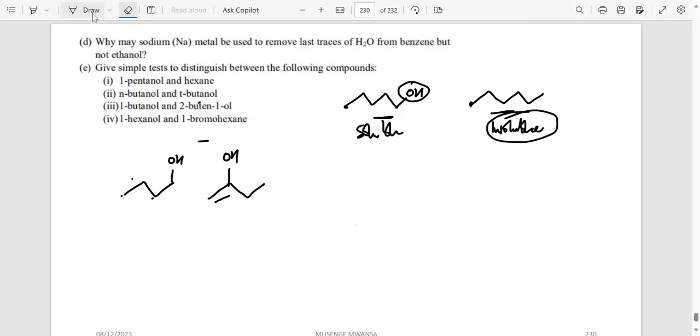And then the last one, 1-hexanol and 1-bromohexane. Hexanol: one, two, three, four, five, six. This is hexanol, it has OH at the end. Bromohexane: one, two, three, four, five.